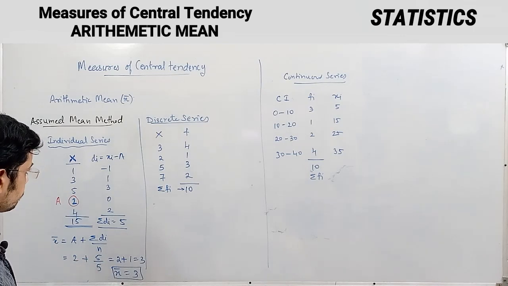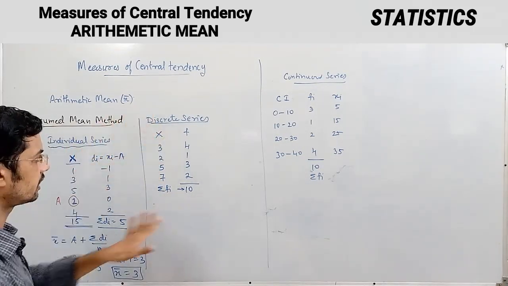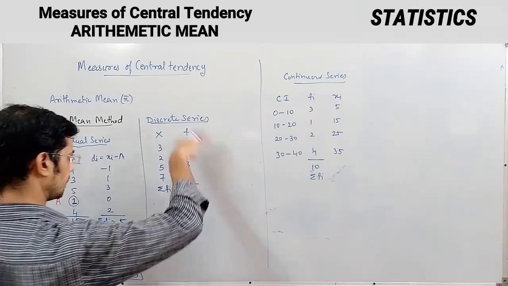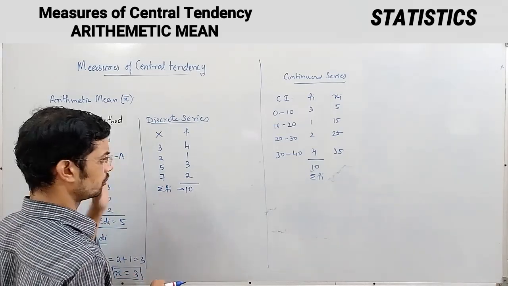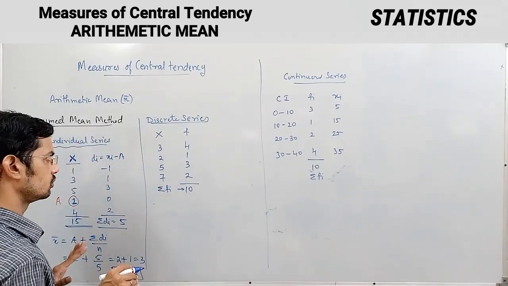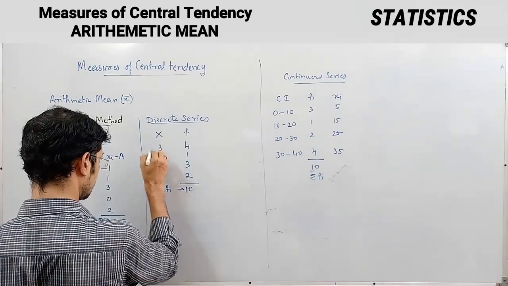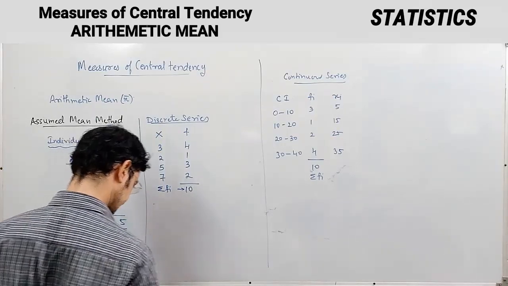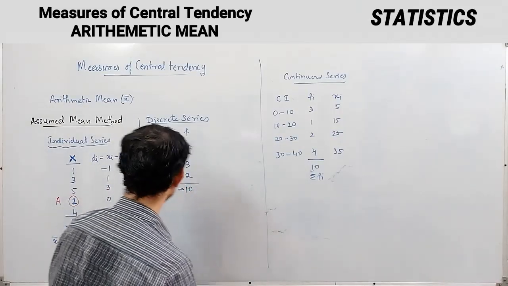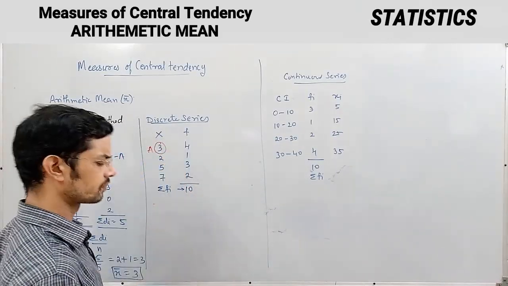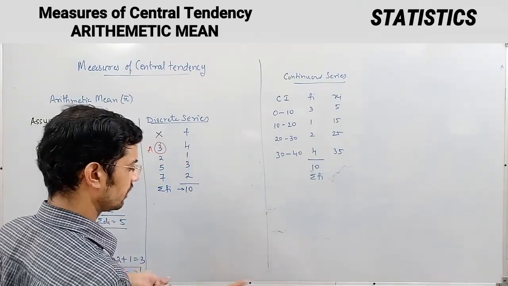You have observed this. Now we shall move on to the discrete series and the assumed mean method for discrete type of observations. In this case, we shall take any one of the observations as the assumed mean. Let me take 3 as the assumed mean. This is the assumed mean A. I can take any value. Generally we take a value which has higher frequency or highest frequency, or somewhere in between.